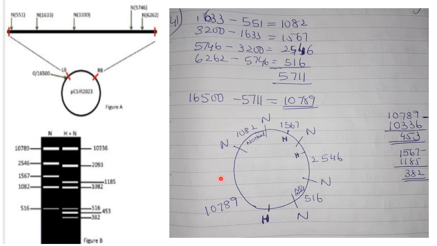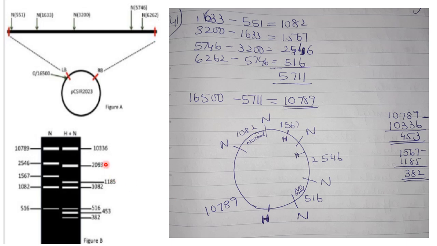So first we will see this one, 10336. 10336 means somewhere here HIN3 should be there. So subtract 10789 minus 10336, you will get 453 band. So the 453 band is here. That puzzle is solved. So one HIN3 site belongs here.